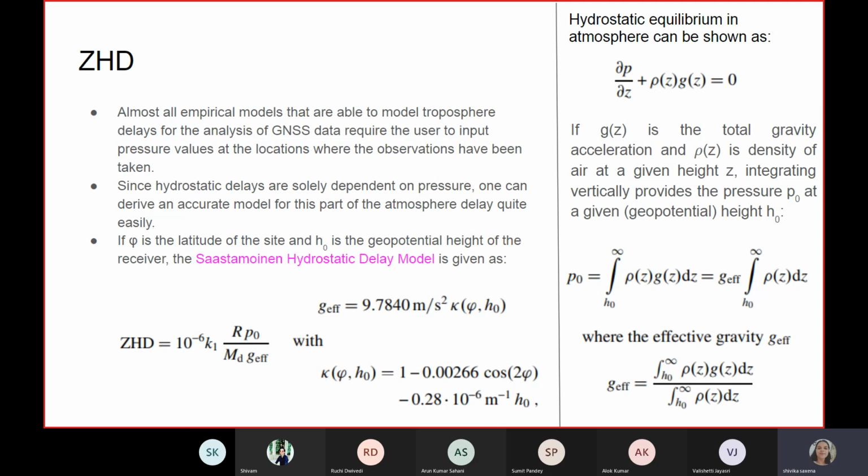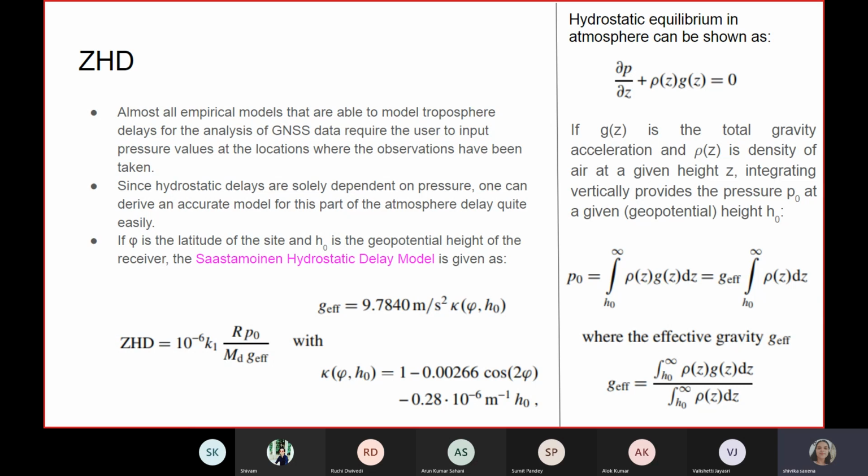So what is ZHD? Zenith hydrostatic delay. What is zenith hydrostatic delay? The delay occurring due to the dry part of the troposphere when the satellite is directly above the observer, at the largest possible elevation angle, that is 90 degrees. So this is zenith hydrostatic delay. I hope this is clear.